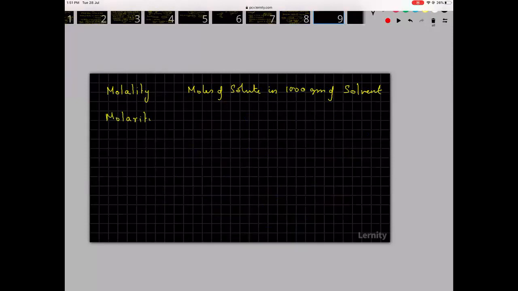Molarity: moles of solute in 1 liter or 1000 ml of solution. Okay, so this is important. Once this is understood, then we can work out whatever is required.